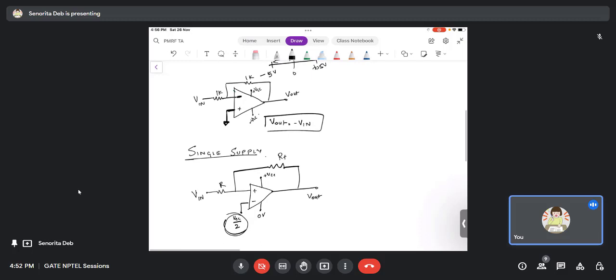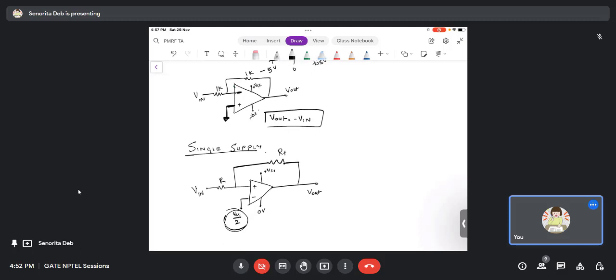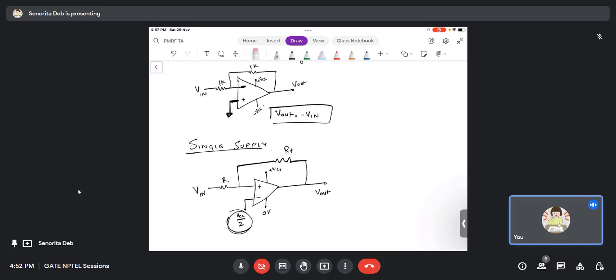These kinds of concepts can be given in the GATE exam, because this is where people make mistakes. These concepts can definitely be shown in the GATE paper. So always check what they have given in the supply rails. Don't just blindly go ahead.